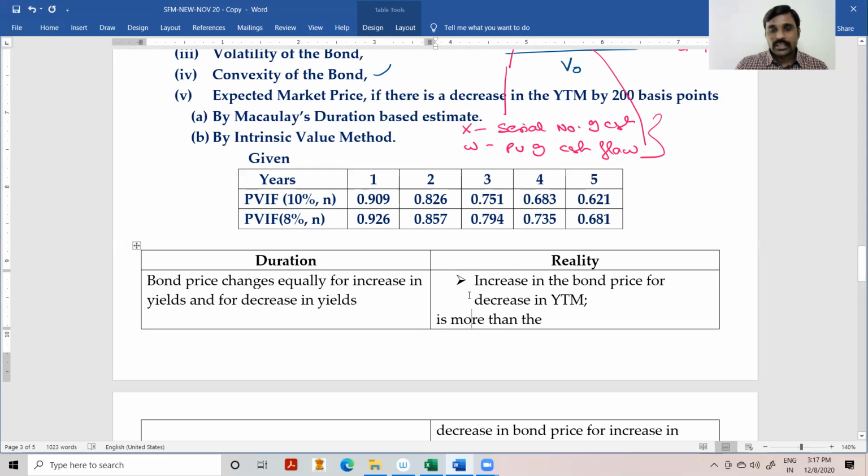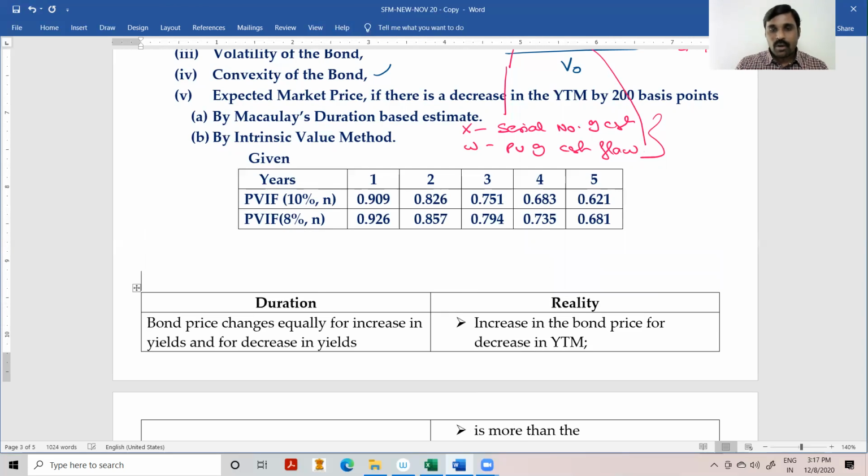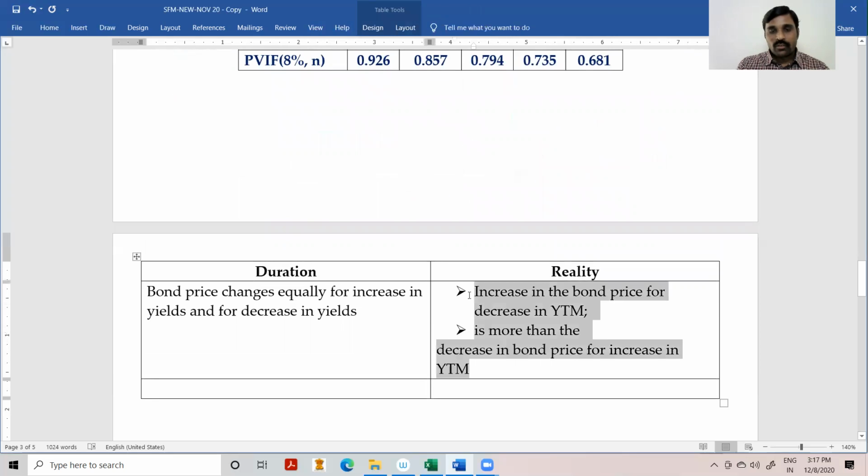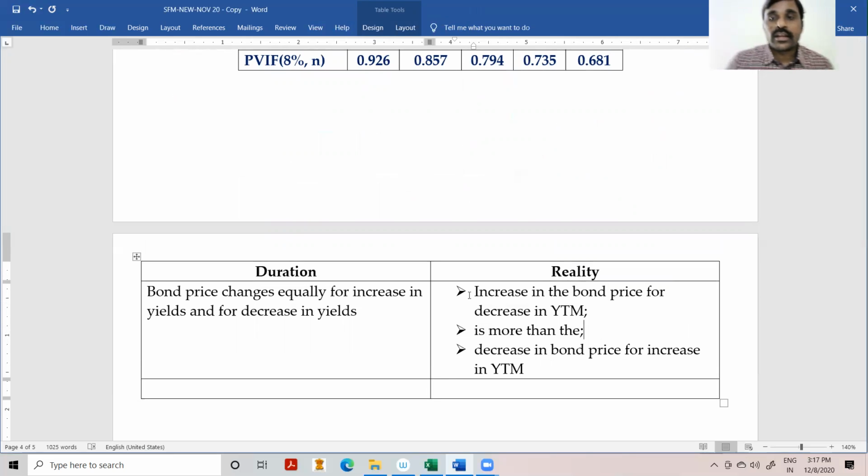The increase in the bond price for a decrease in yield to maturity is more than the decrease in bond price for an increase in yield to maturity. The reason is very simple: because greediness outweighs the fear. This is the thumb rule, not only in the investment market, but in every aspect of human life. The thumb rule is that greediness outcomes the fear.